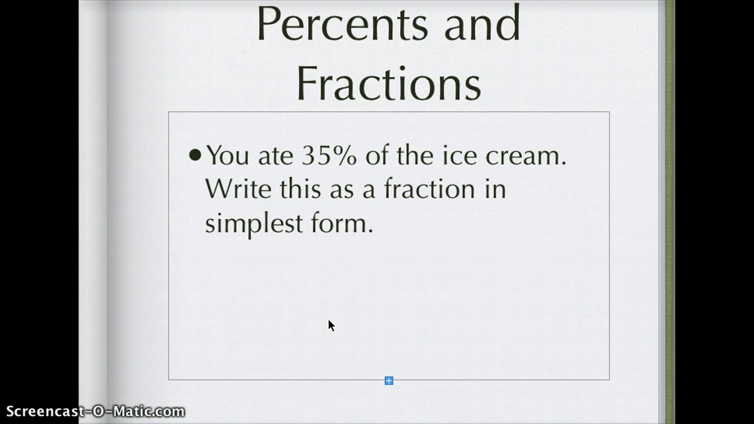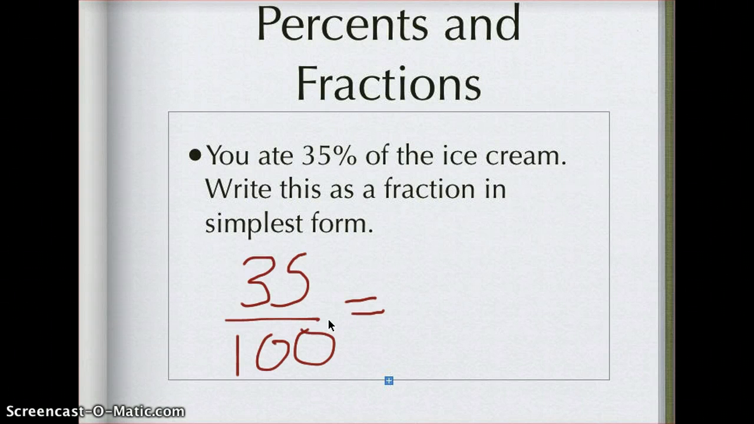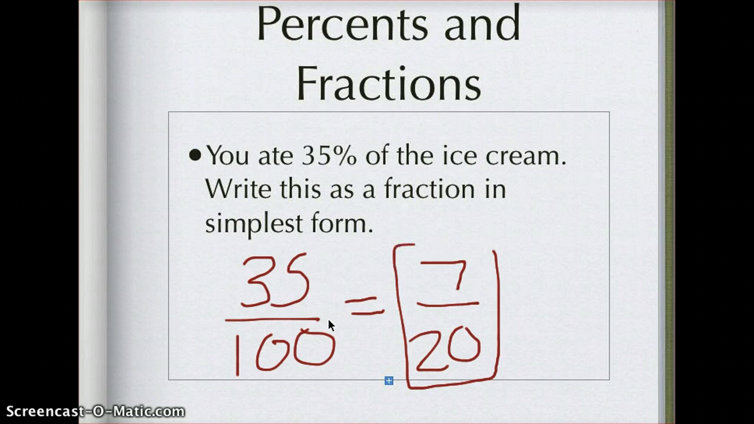Alright, now we're skipping that step. Before I gave you 2 lines to do. Now I'm telling you that you can go straight to the answer. You ate 35% of the ice cream. Write this as a fraction in simplest form. Please pause the video and try that. Okay, so again, I'm going to start by doing 35/100, 35%. If I reduce 35/100 to simplest form, I get 7/20. I ate 7/20ths of the ice cream.